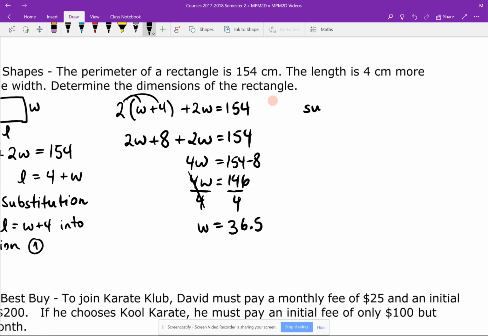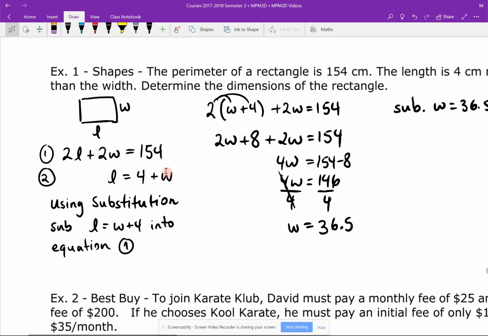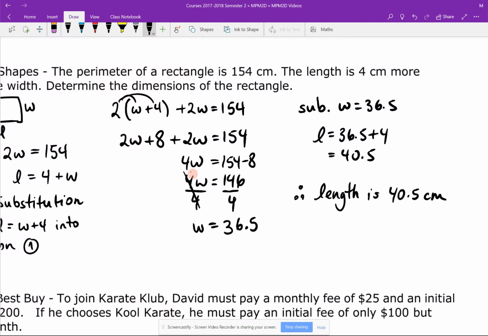So substitute W equals 36.5. You can pick any equation, equation 1 or 2, but 2 looks really simple. If I put W in there and add 4 to it, I get my length. So that's going to work out nicely. So length equals 36.5 plus 4, and so that's going to be 40.5. So therefore, the length is 40.5 centimeters, and the width is 36.5 centimeters. So don't forget those concluding statements.